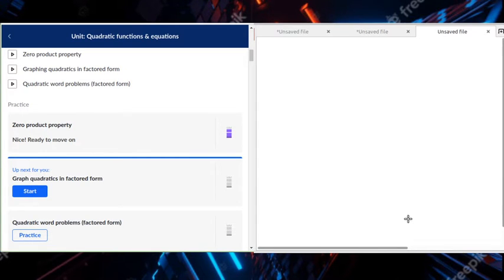Okay, so we've been working through this unit, quadratic functions and equations, in Algebra 1 in Khan Academy, the 2021. They change this often, so some of my older videos are okay and some of them aren't okay anymore. So we're going to work on this. This is the fifth exercise here, graphing quadratics in factored form.